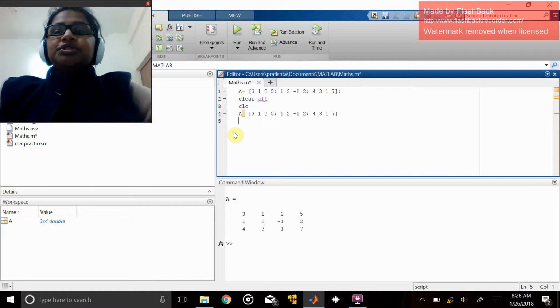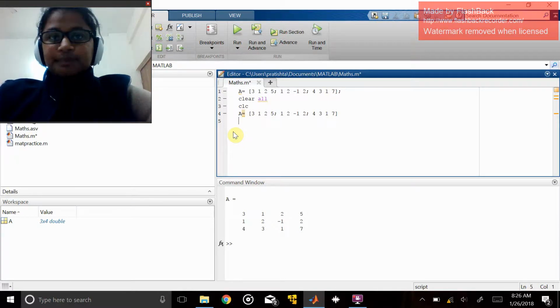Hello and welcome to a tutorial for how to change a matrix into its row reduced form using MATLAB. Before we begin, we need to know what exactly a row reduced form of a matrix is.